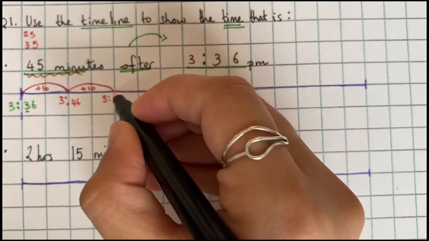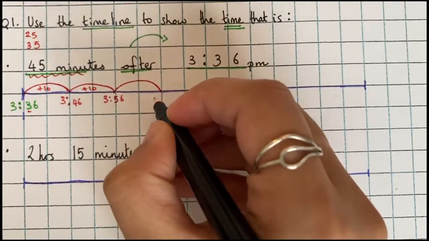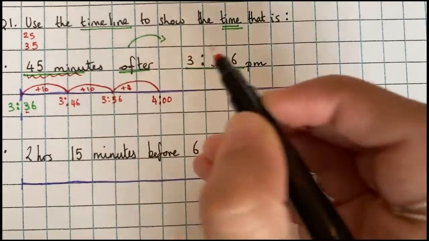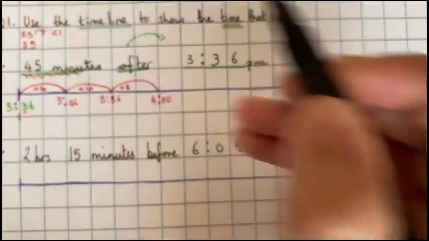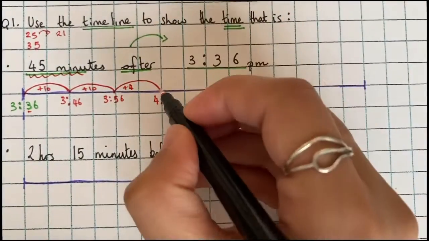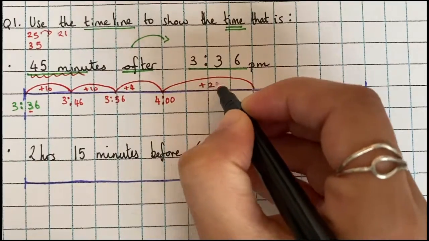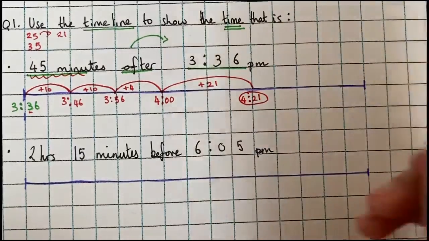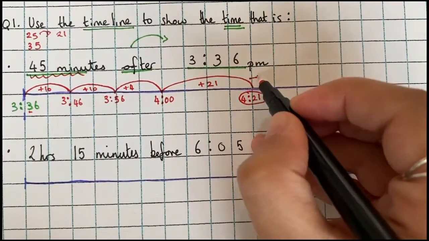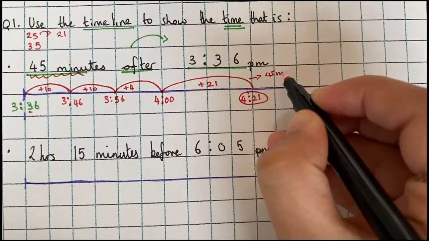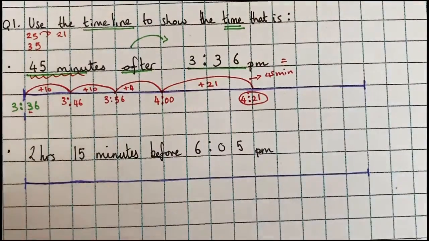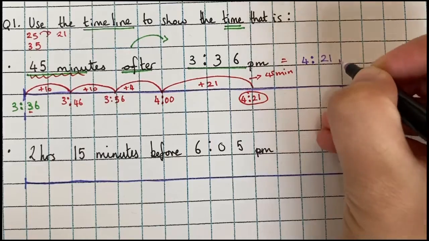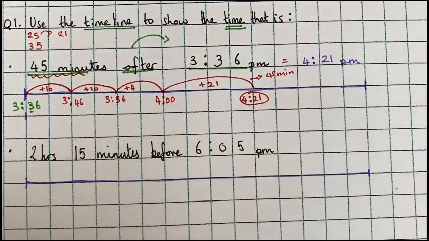Now I'm going to jump to the o'clock after 3:56, which is 4 o'clock. How many minutes from 3:56 to 4 o'clock? It's 4 minutes. So now I've got 21 minutes left to jump. Now for my last jump I can just add 21 minutes, which gives me 4:21. So the time is 4:21. 45 minutes after 3:36 is 4:21. You can check by adding up the minutes that you've jumped and they should be 45 minutes.